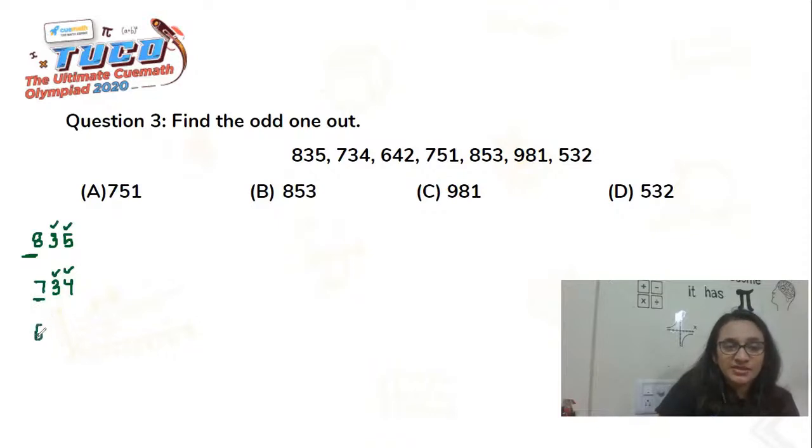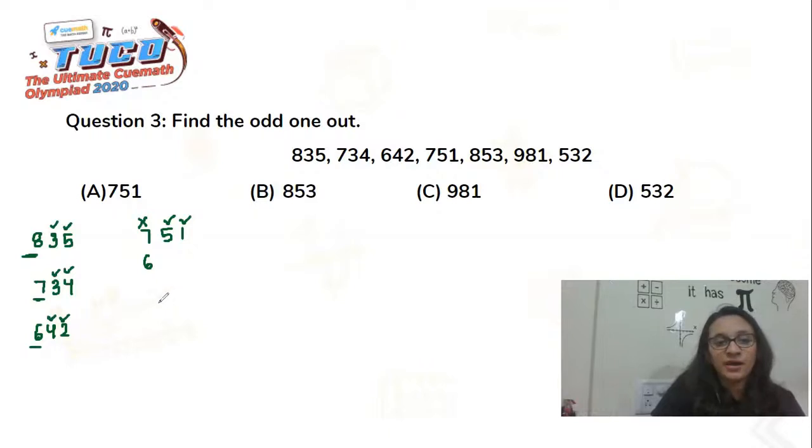Coming to the next number, which is 642. You add 2 and 4, you get the digit 6. Coming to 751, if you would add 5 and 1, you get the digit 6 and not 7. So that is a bit different from the rest of the numbers that we have seen so far. Going to the next number again, which is 853. Adding up 3 and 5 gives us the digit which is at the hundreds place, which is 8.